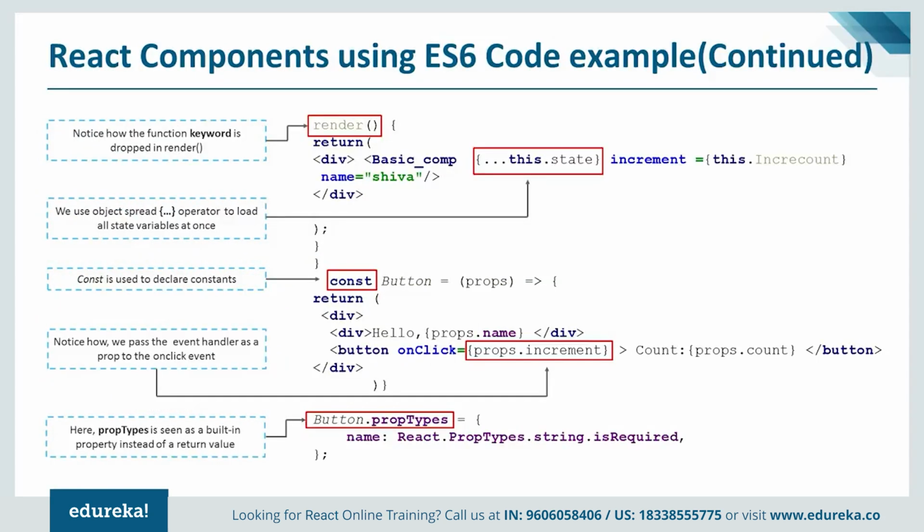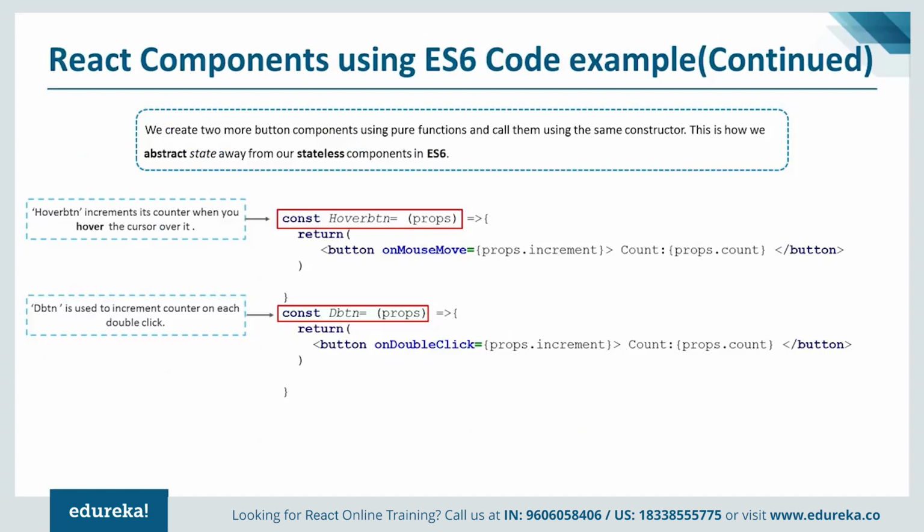So this is the recap of whatever we have seen just now in the demo and in the other slides. You can see here that the function keyword is dropped in render. We are using the object spread operator to load all state variables at once. Const is used to declare the constants, and propTypes, as you can see here, is seen as a built-in property. It is not returning any value. It is the built-in value of the button, or the property, instead of a return value.